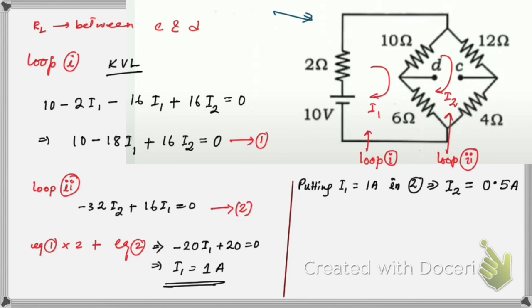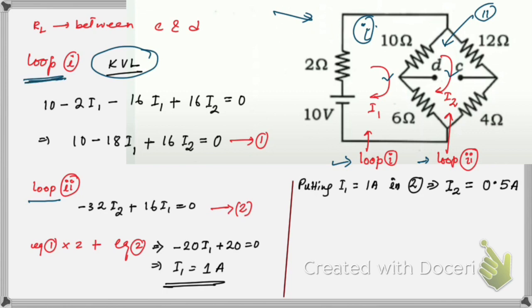In order to do that, I have considered two loops here. This is loop 1, and this is loop 2, and these are the directions of current I have assumed. Then I have applied KVL. I hope that you know how to apply KVL. I have applied KVL in both the first and second loops. Let me explain how I have applied it. It's very simple.